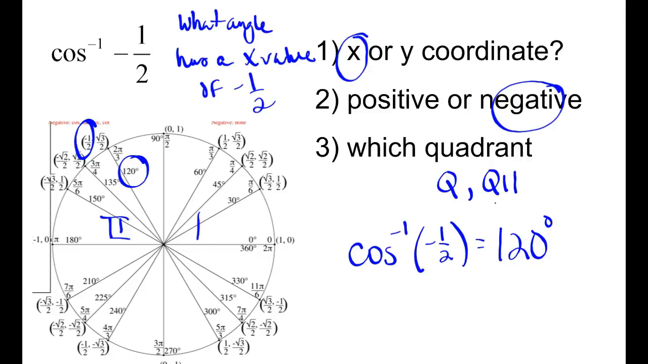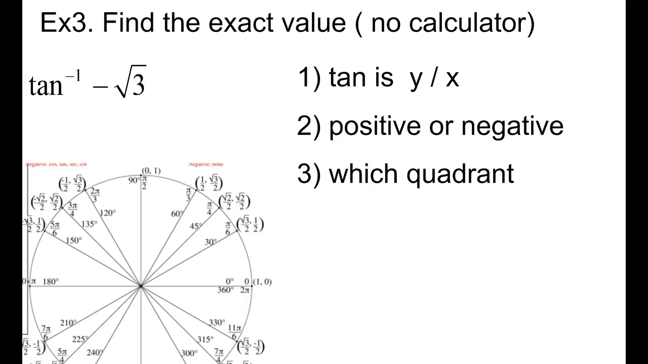All right, let's go try another one. I'm looking for the inverse tangent of the negative square root of 3. So this is a little trickier. My answer is going to be an angle. What angle has, remember tangent is y over x. Tangent is y over x, which is sine over cosine. So we're going to have to reduce some fractions, okay? Stop groaning. It's okay. You can do it.